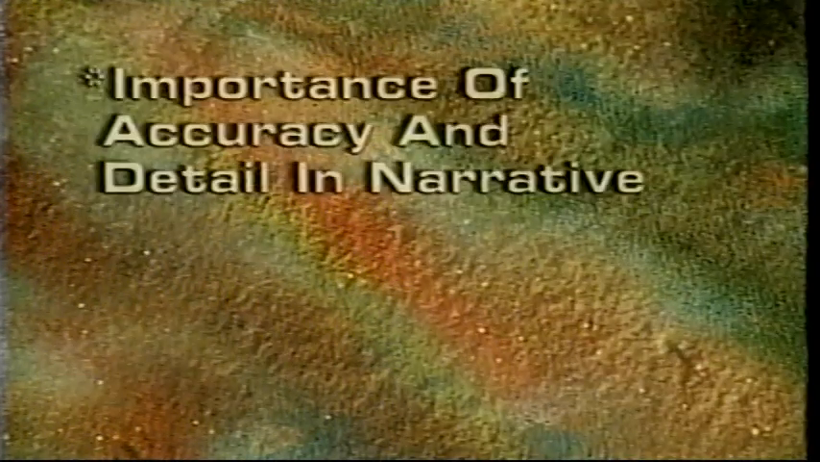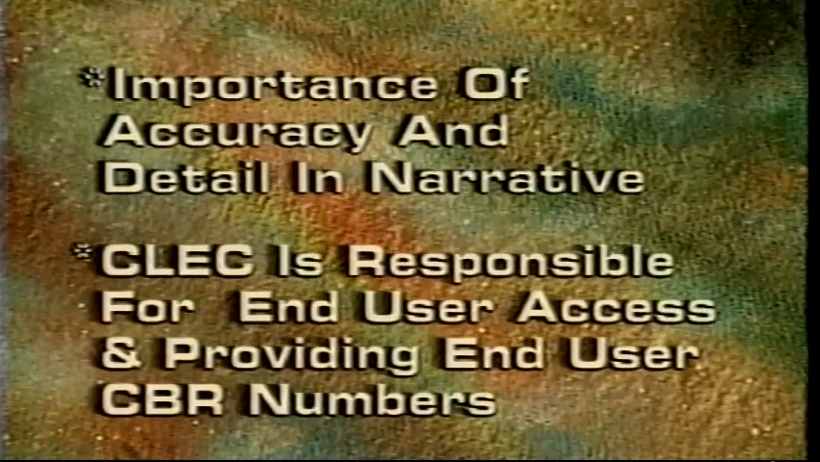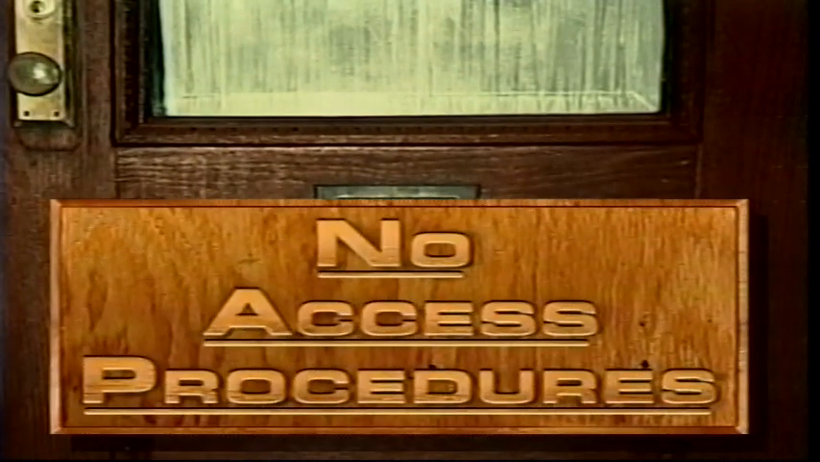Also of great importance is the accuracy and detail of the narrative provided by the technician in the field when closing out a job. For it's this additional information that is used to clarify the no-access situation and also to inform others of the work status of the job. And finally, keep in mind that when a CLEC is involved, that CLEC is responsible for arranging end-user access and providing us with can-be-reached numbers for service orders and trouble reports. If we all follow these guidelines, we will be better able to coordinate our work and at the same time provide our customers with the quality service they expect.